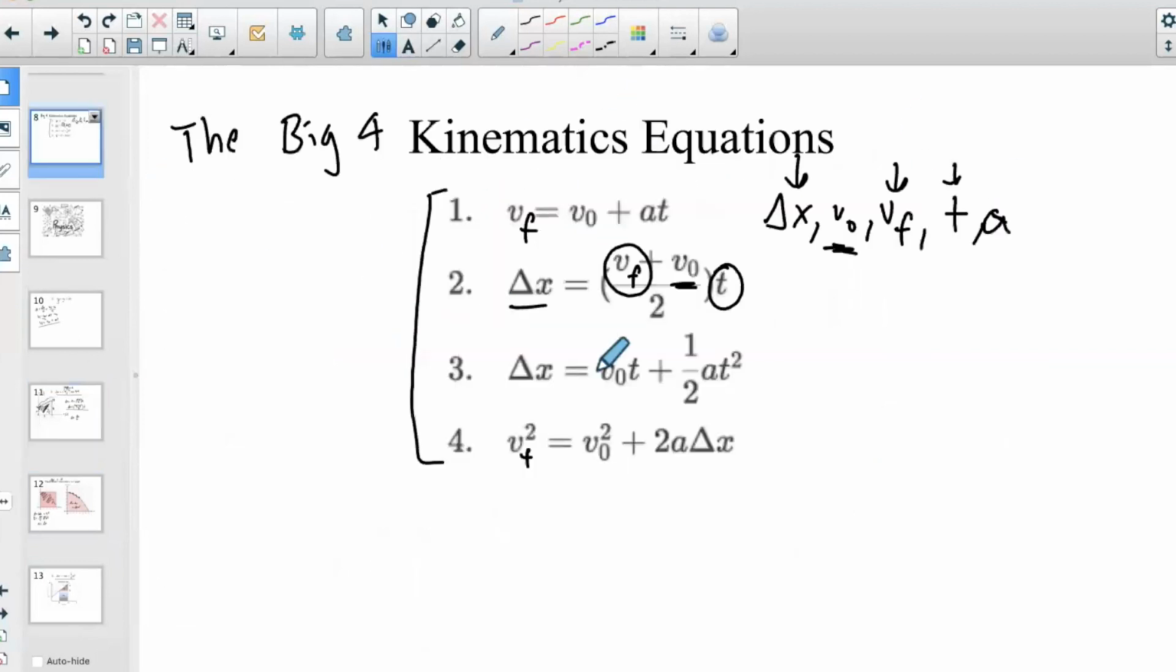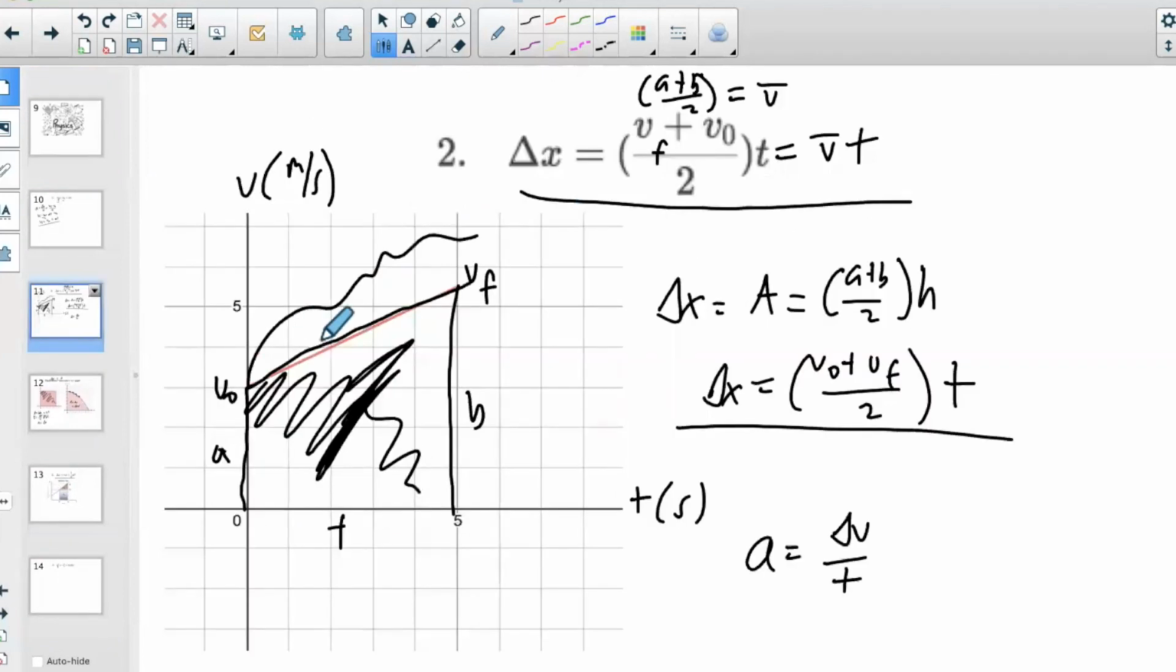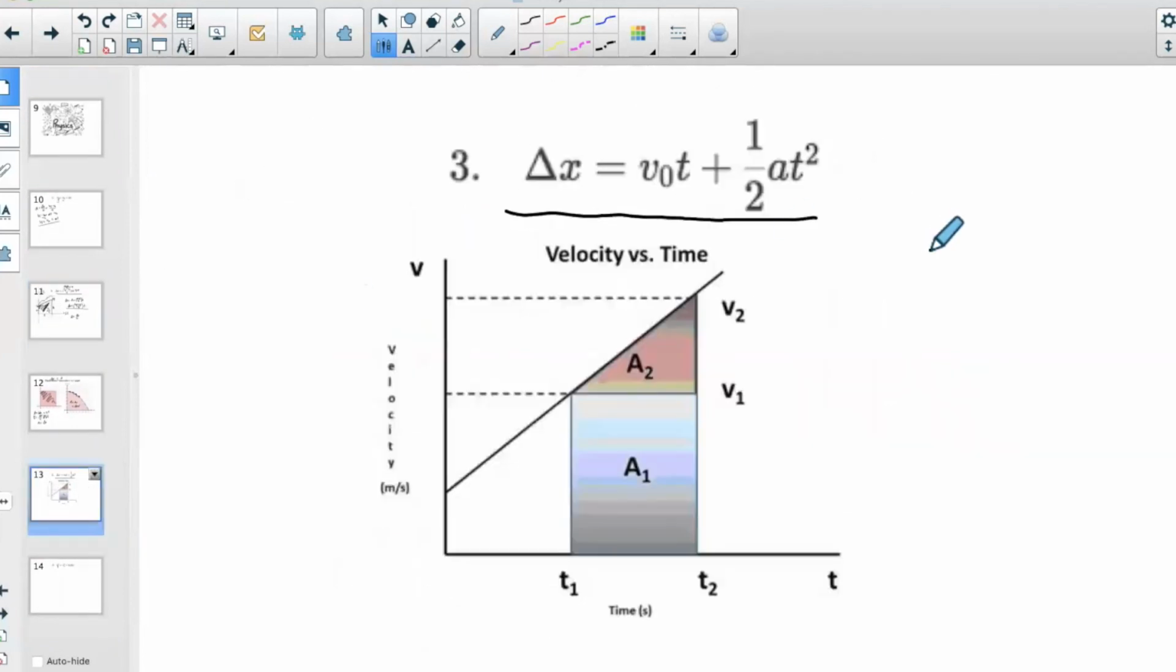In fact, that's kind of a theme with these kinematics equations. It's like a warning. They only work when A is constant. Just don't use it when A is not. In fact, if your acceleration is not constant, then try to break it up into stages where it is. But for the most part in this unit, that won't be a problem.